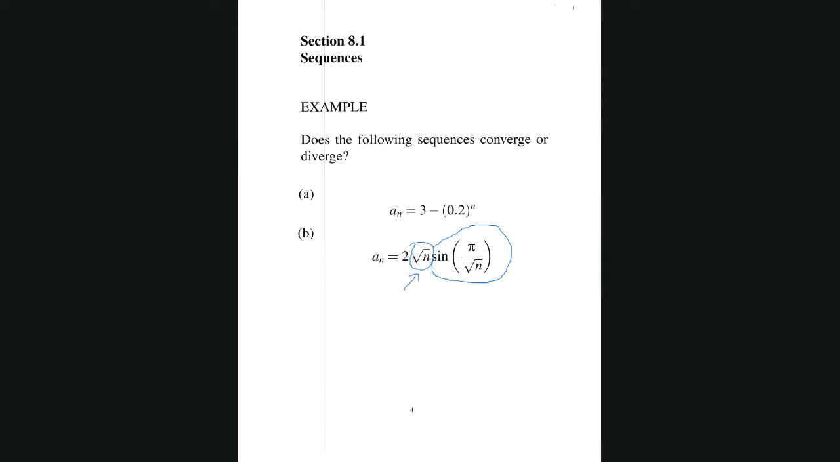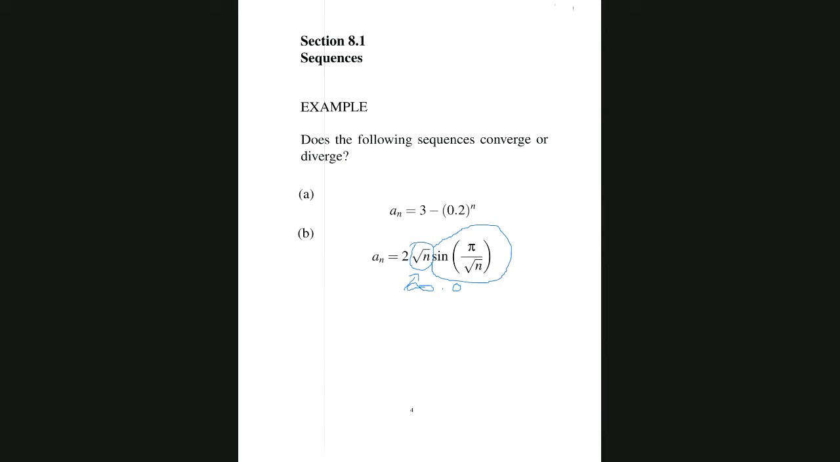That's right, Tyreek. You have infinity times, and what about pi over root n? What's pi over root n approach as n gets large? What is this angle approach for large n? That's right, Robin, 0. And so the sine of 0 is 0. So you have an indeterminate form, infinity times 0 here.